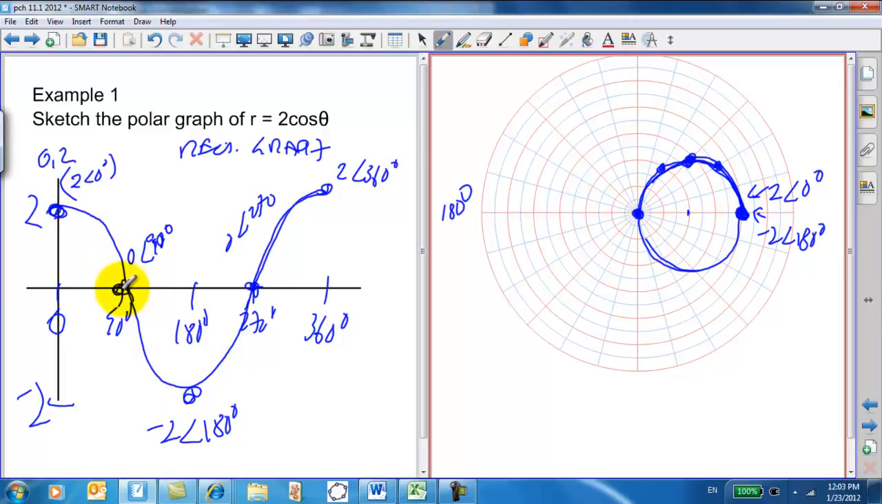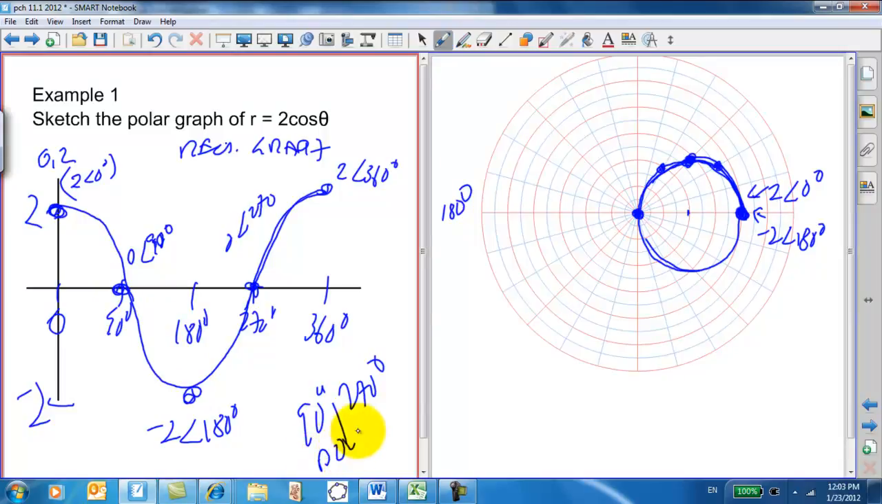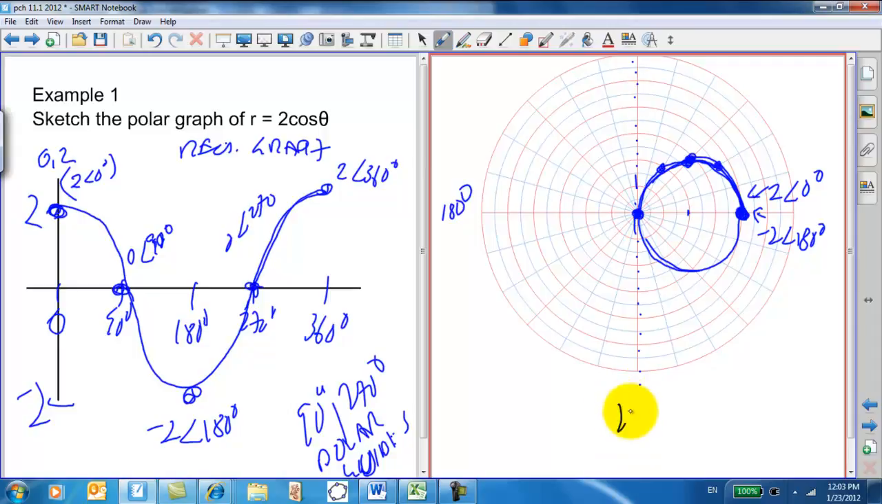Now, this is why 90 and 270 are what I call polar guides. Anything where the R is equal to 0 are polar guides. So I actually put a little dashed line like this at 90 and 270. It tells me not to cross there because that's where the curve is going to come swooping in toward the pole. And that's what it did.